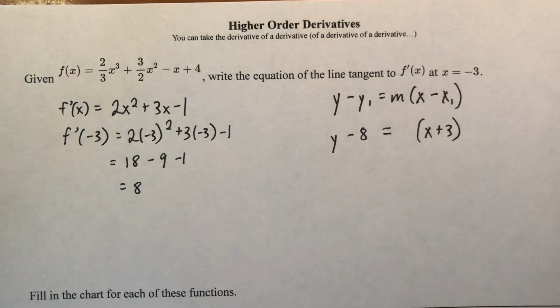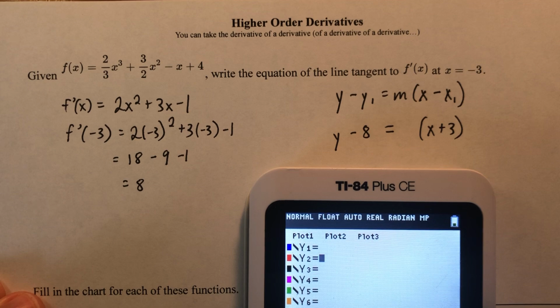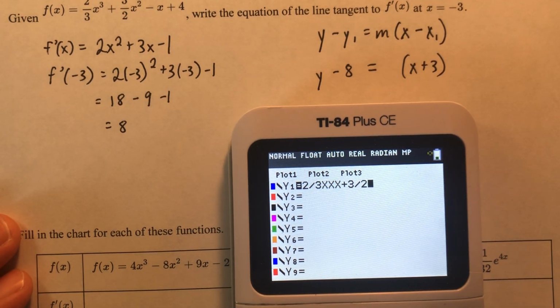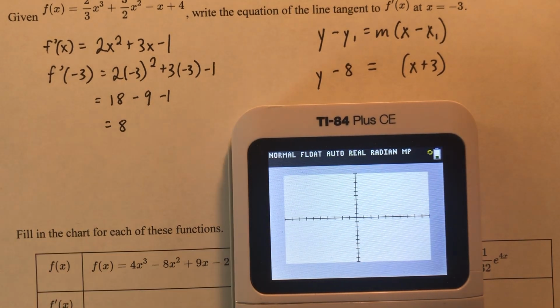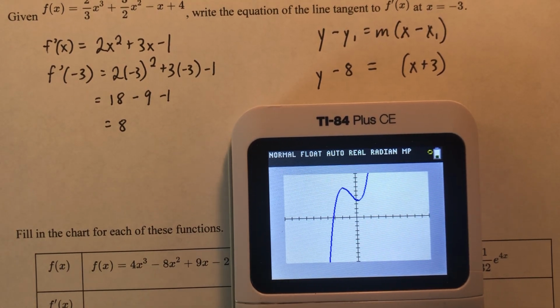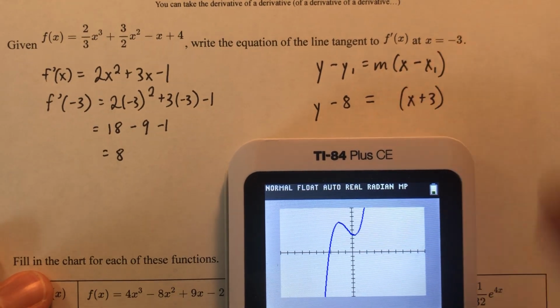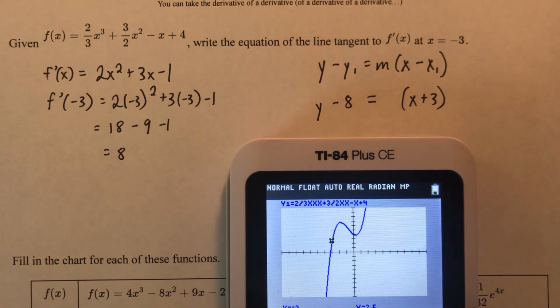So before I go any further, let me just demonstrate what's happening here. I want to clear out my y equals. And we'll have 2/3 x to the third plus 3/2 x squared minus x plus 4. And let's graph it. Oh wow, that shows up pretty nicely. We're not writing the equation of the line tangent to the graph of f at x equals -3. We're not doing that there at all. We're doing it on a different graph.